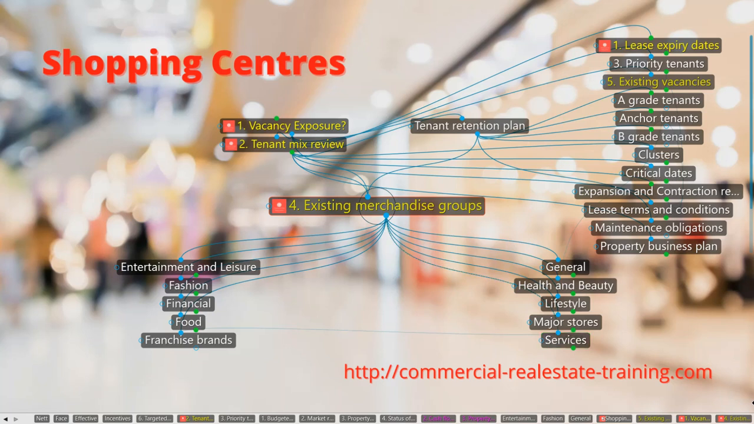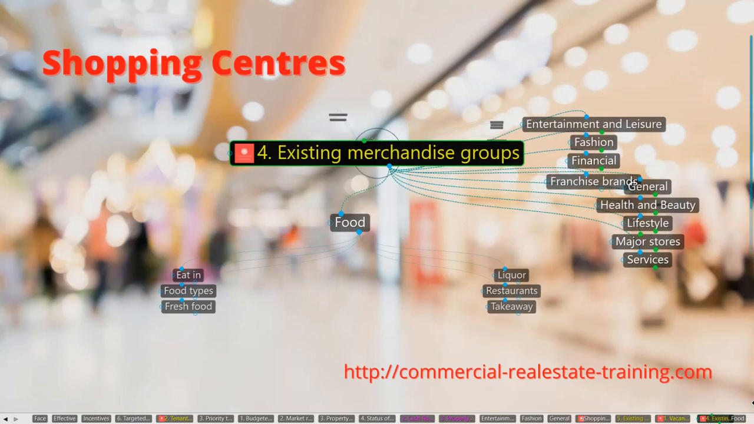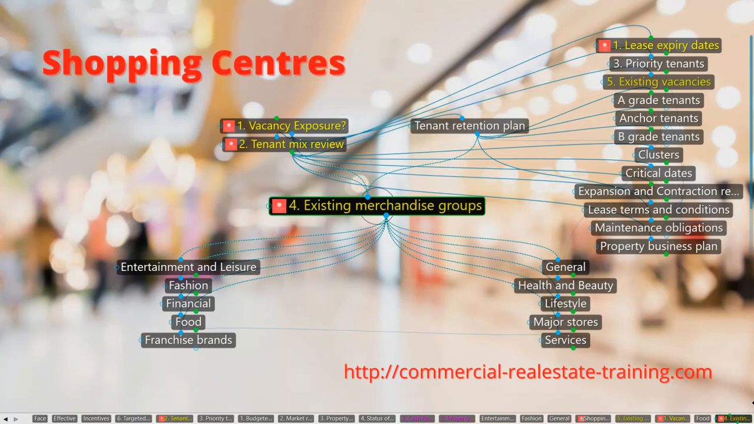So when you think about food, for example, what are the different types of tenants that you have in your property now? Look at these. You might have eat-in, food types, fresh food, liquor, restaurants and takeaway. So that's the food types within your property now. You might be able to add some other food type tenancies to that. So they are your existing merchandise groups. And when you review all of that and understand everything else, you can actually get somewhere when it comes to your shopping centre as far as a leasing and also a management perspective. Indeed, you can improve your tenant mix over time.